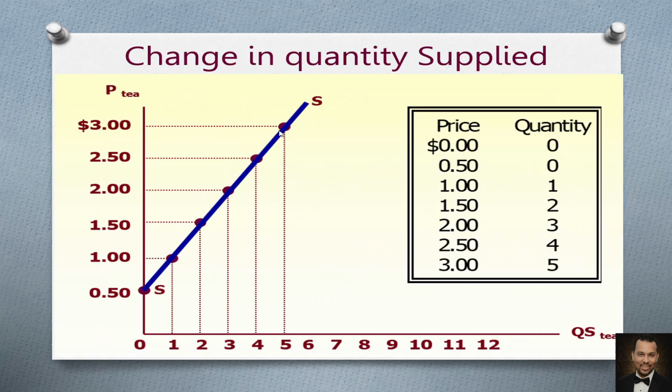But when we talk about change in quantity supplied, still one supply curve. Any movement on the same supply curve. So as price increases, good news for producers, and producers supply more units.